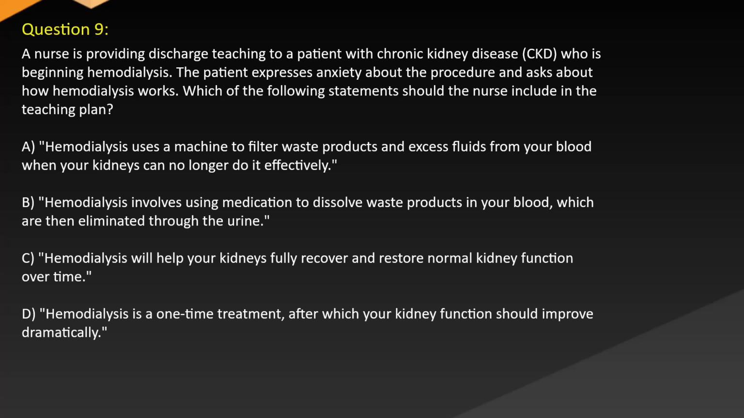A. Hemodialysis uses a machine to filter waste products and excess fluids from your blood when your kidneys can no longer do it effectively. B. Hemodialysis involves using medication to dissolve waste products in your blood, which are then eliminated through the urine. C. Hemodialysis will help your kidneys fully recover and restore normal kidney function over time. D. Hemodialysis is a one-time treatment after which your kidney function should improve dramatically.